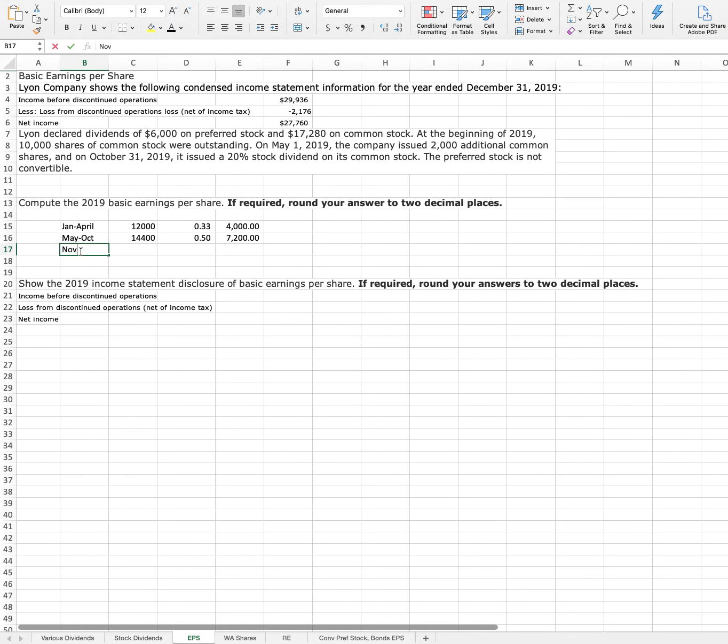Then we have November through December, and this is where the 20% stock dividend is actually being applied. So we'll have the 12,000 shares that are currently outstanding times the 1.2, and then we're looking at 2 months out of 12. Now we can do a sum here, and we have a weighted average shares outstanding for the year of 13,600.